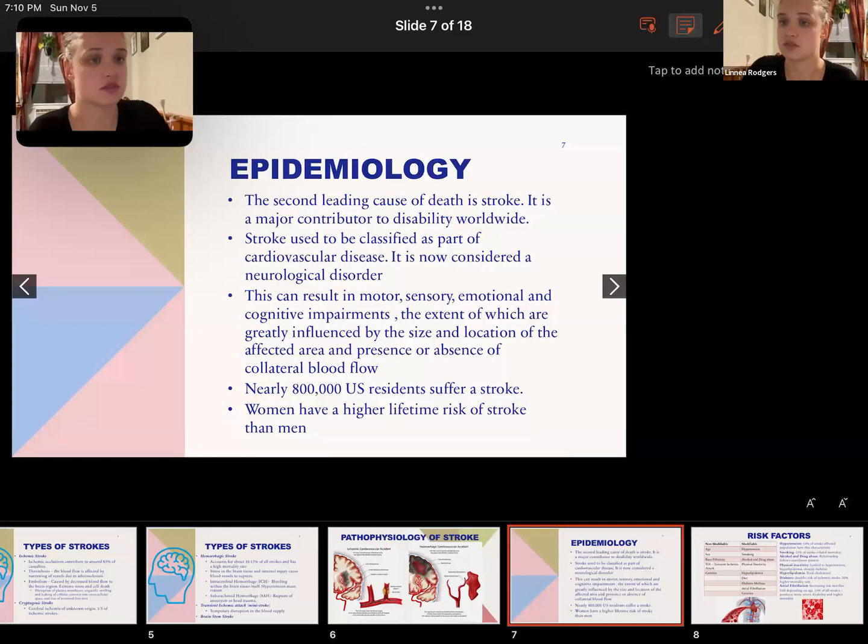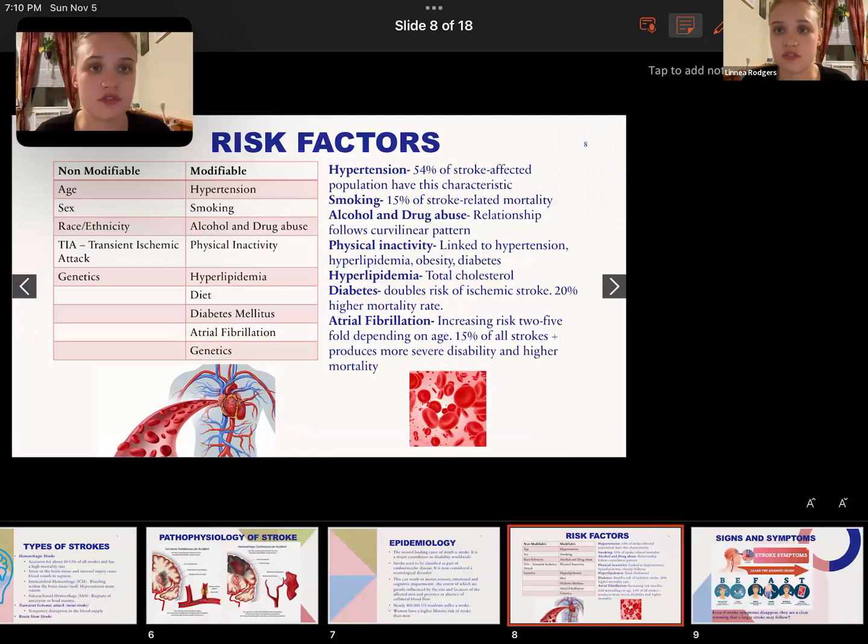Nearly 800,000 US residents suffer from a stroke, women having a higher likelihood thereof. So, some risk factors: there are more modifiable risk factors than non-modifiable. Hypertension is the big one, with 54% of the affected population having this characteristic.